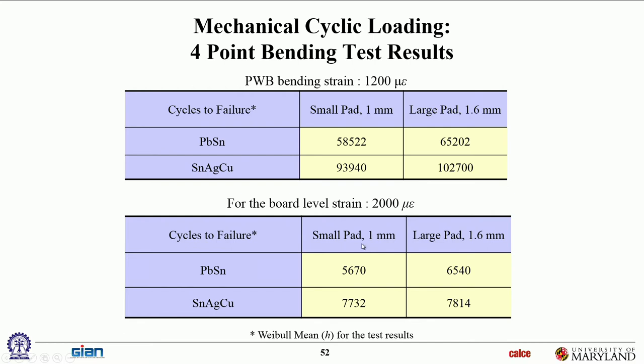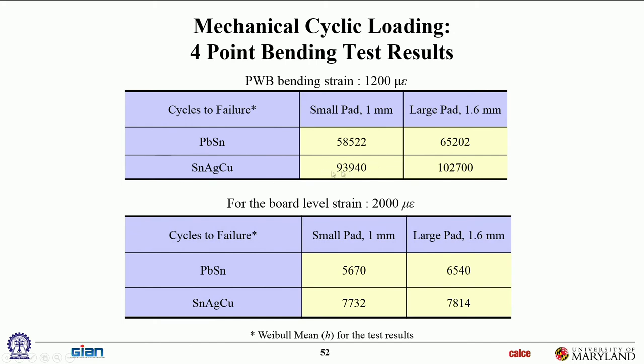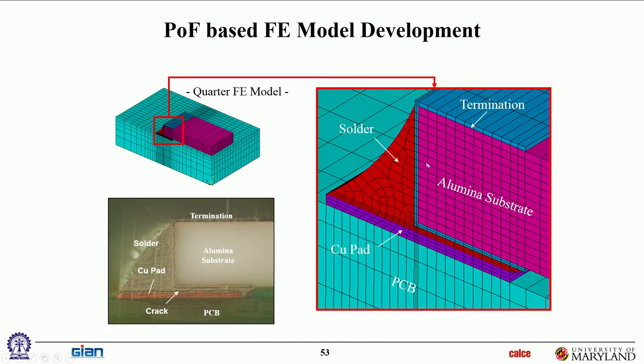And these are some of the bent test results. We use these to build up our fatigue curves. And of course, to build up the fatigue curves, you need two axes. This is the cycles to failure. I also have to be able to predict what's the strain in the solder joint. This is the strain in the board. I have to predict the corresponding strain in the solder joint. And we use finite elements to do that.